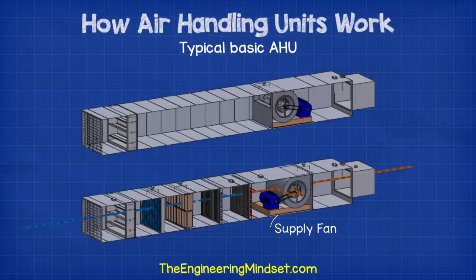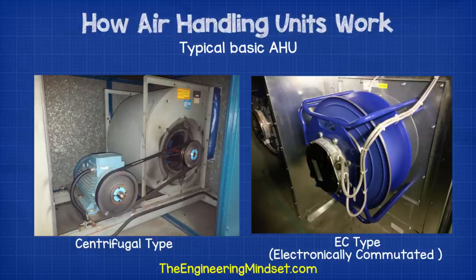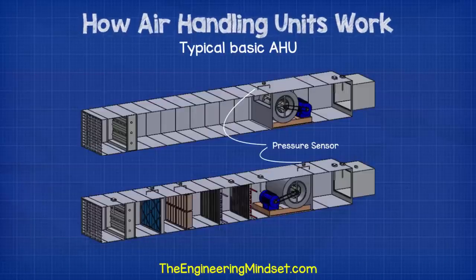Next, we'll have a fan. This is going to pull air in from outside and then through the dampers, the filters, the coils, and then push this out through the ductwork and around the building. Centrifugal fans are very common in old and existing AHUs, but EC fans are now being installed and also retrofitted for increased energy efficiency. Across the fan, we'll also have a pressure sensor.